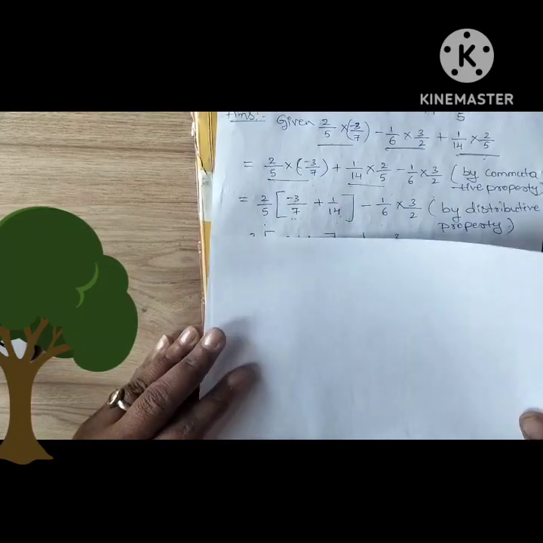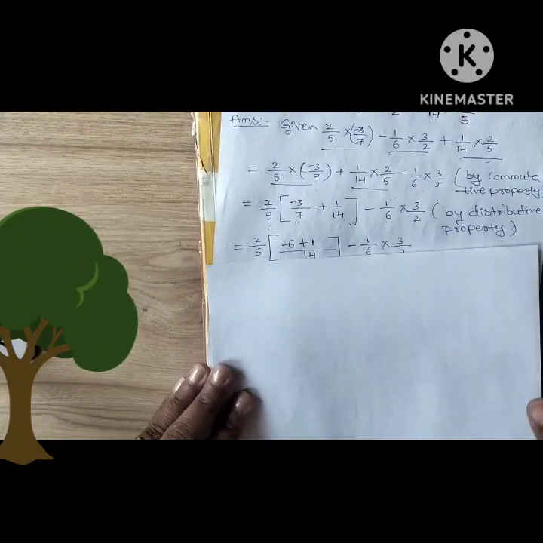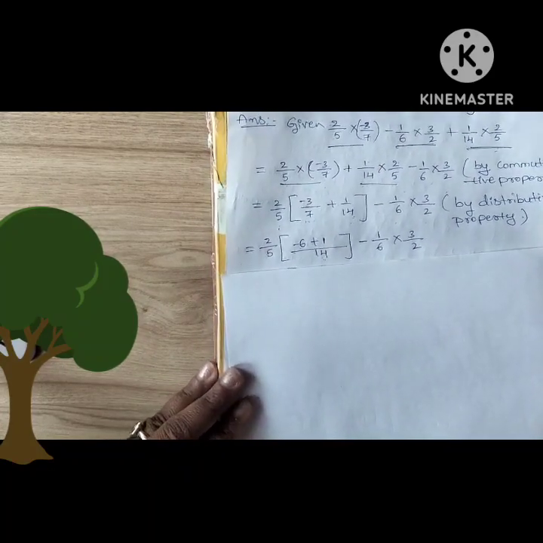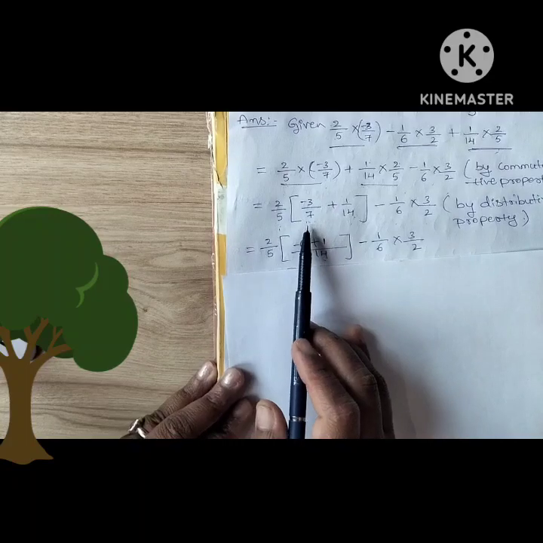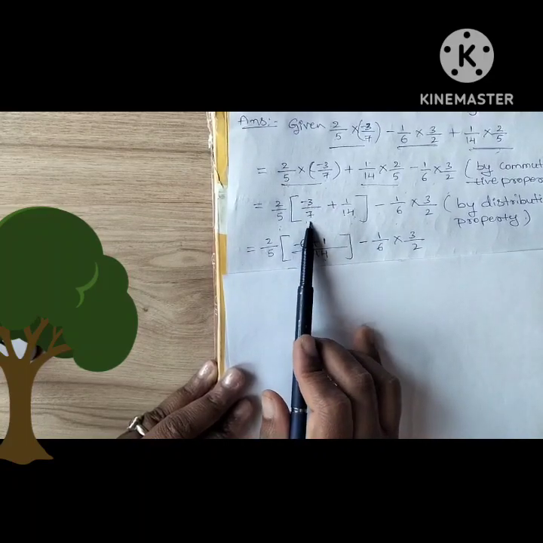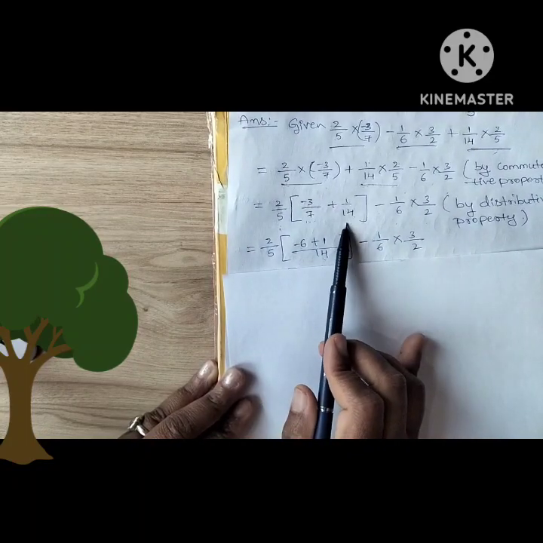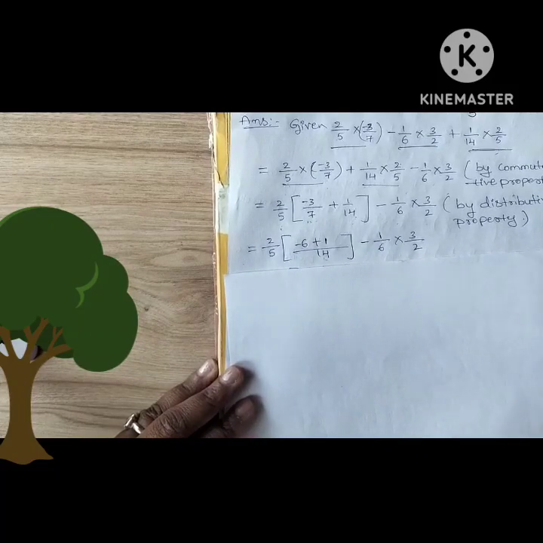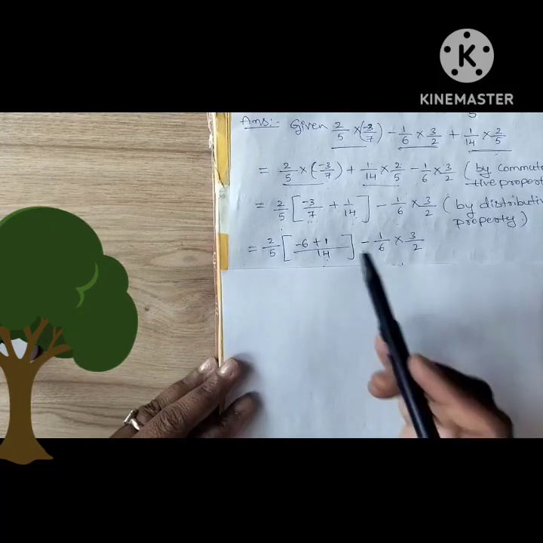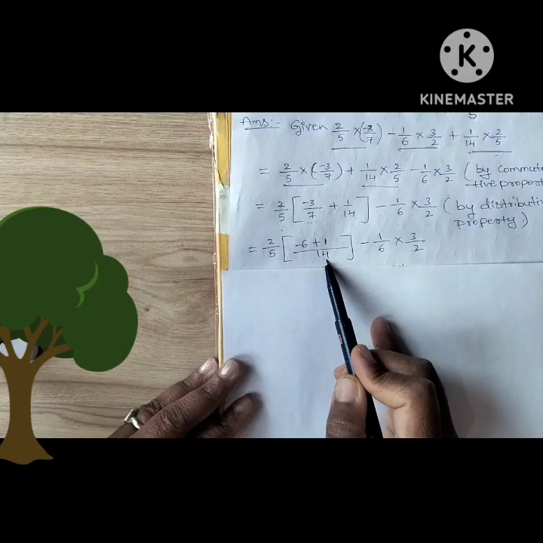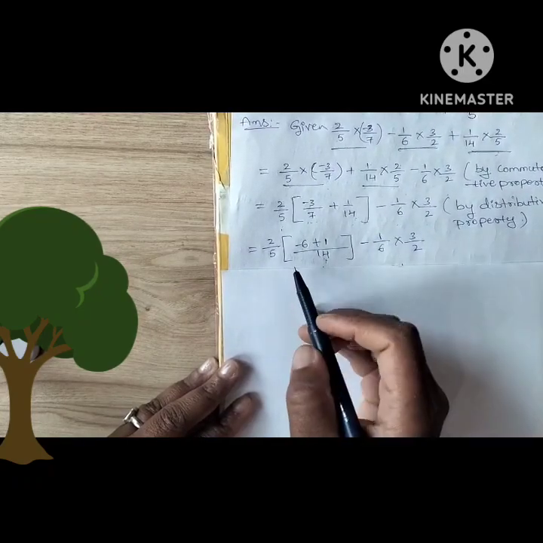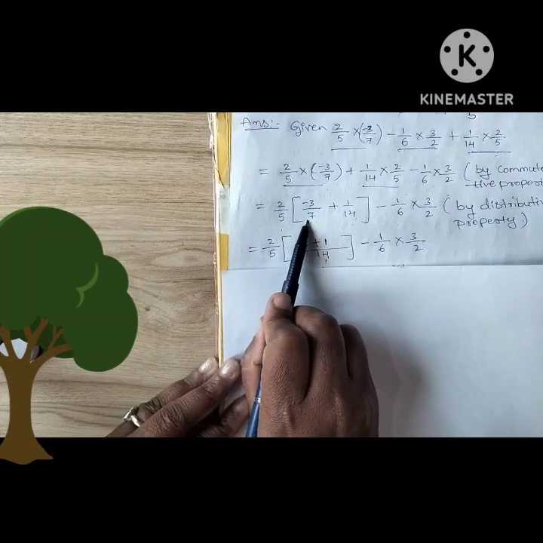Okay. Next, in the next step, we should always solve the bracket problems first. In the bracket, in this fraction 7 is the denominator, in this fraction 14 is the denominator. So we have to take the LCM for 7 and 14. If we take the LCM for 7 and 14, we will get 14 as the LCM. Okay, 14 is the LCM. 14 is written as it is. Next, 14 in this fraction.